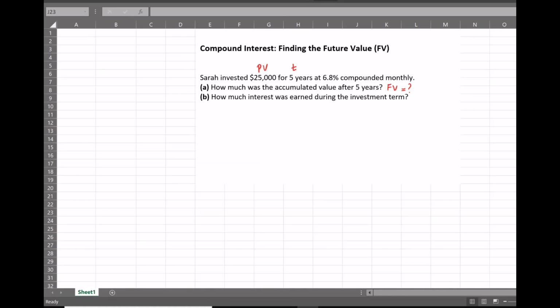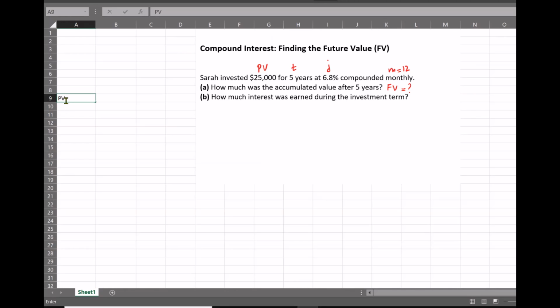6.8% is the nominal interest rate, which is represented by J. And interest compounded monthly means there are 12 compounding periods in 1 year. So M will be 12. Okay, so let's input these values into the sheet.